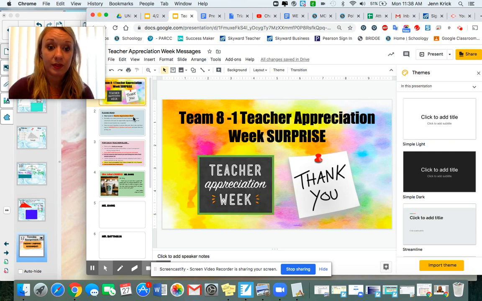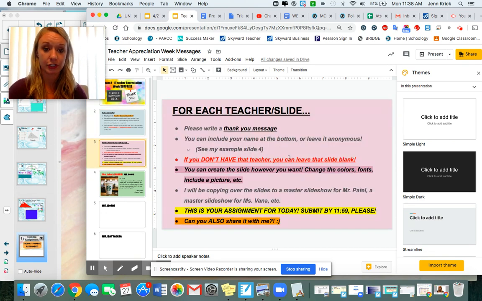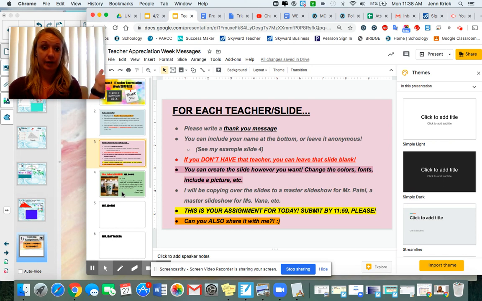So when you open this up, I have a few informational slides. This is essentially just what I just talked about. Here's your directions. For every teacher, you can design the slide however you want. So you can change the background color, you can add a picture. If you and your favorite teacher have a song that you like, you can put that on there as a link. It does not matter to me, ladies and gentlemen. I'm not going to be reading them. I'm just going to copy them over to the master slideshow for each teacher.